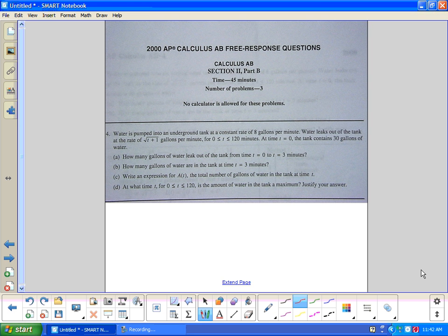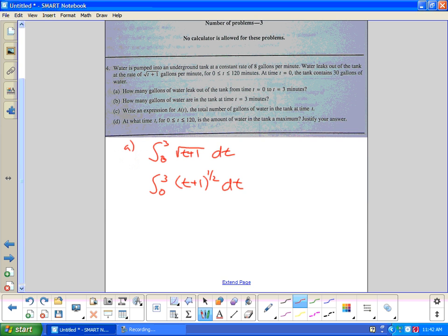Well, again, if you're going to do this, you just got to do the integral. The integral from 0 to 3 of square root of t plus 1 dt. And we just got to do that integral. I think of it this way. Since there is a power of 1 in here, we don't have to really worry about it.